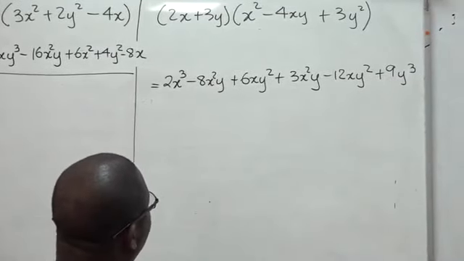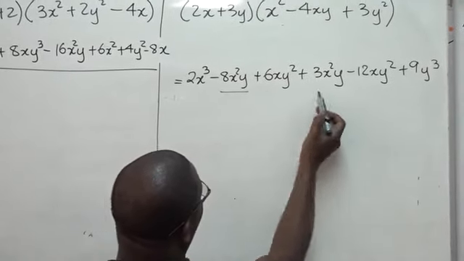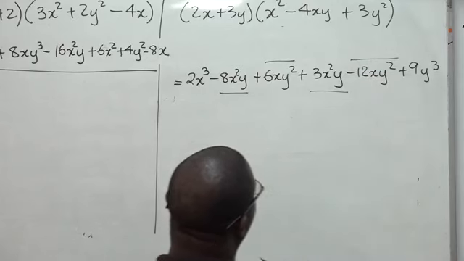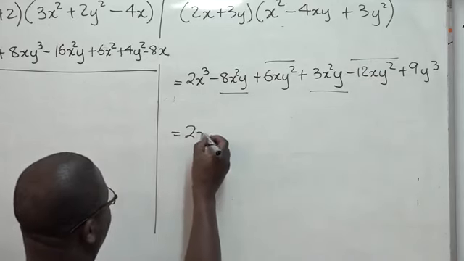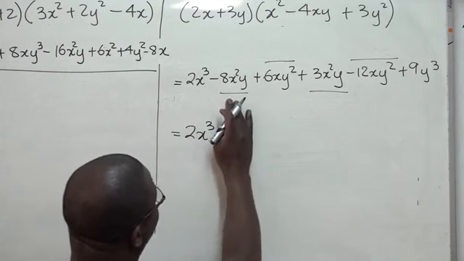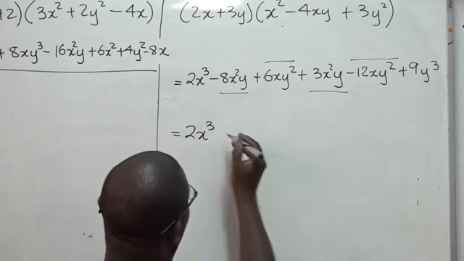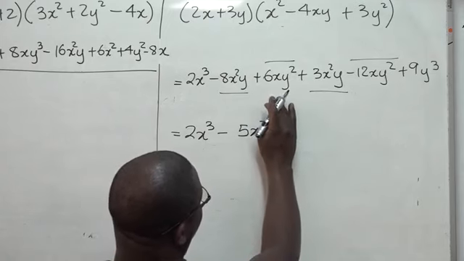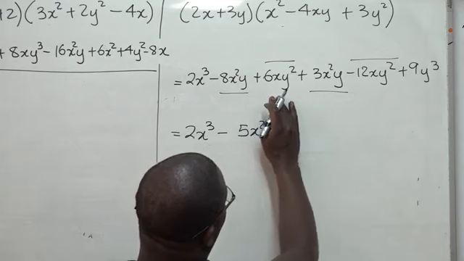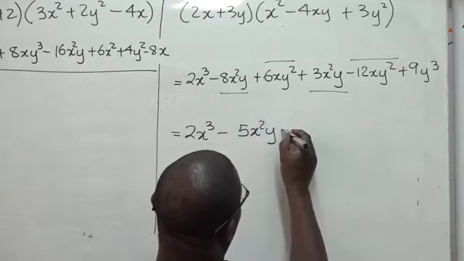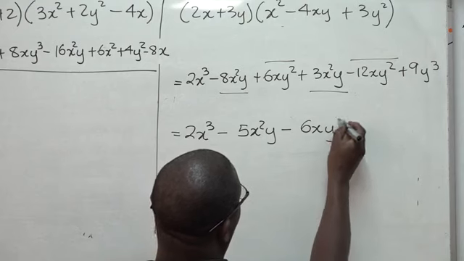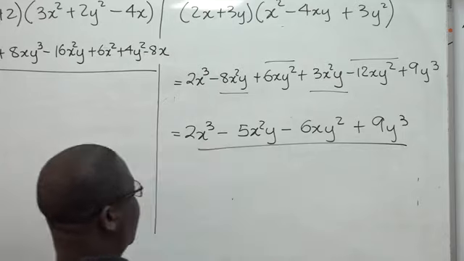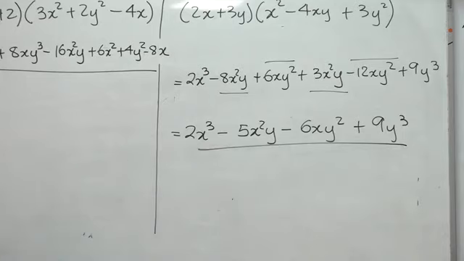Again, we look at like terms. Here we'll find that the x squared y terms are like terms. 6xy squared minus 12xy squared are like terms. This gives us 2x to the power 3, minus 8 plus 3 gives us minus 5x squared y. 6xy squared minus 12xy squared gives us minus 6xy squared, and then plus 9y cubed. That becomes our final answer.